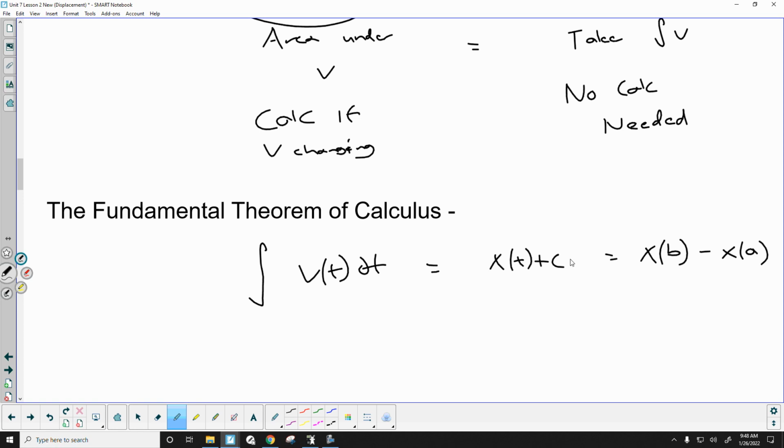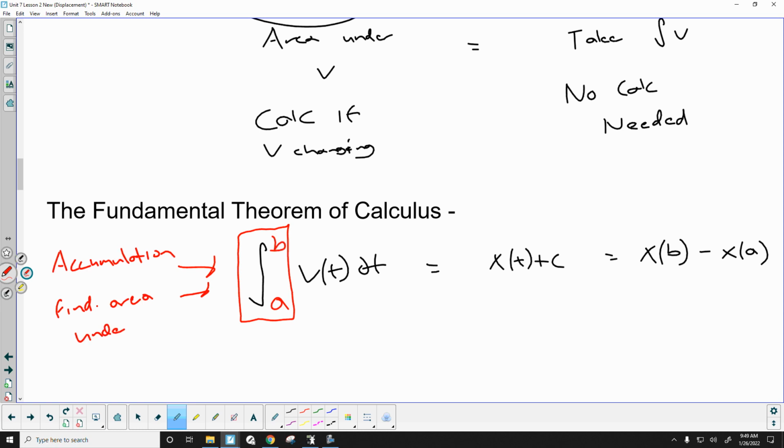So what they did is they decided, hey, let's put a and b here. And all of a sudden, putting this down makes this notation kind of an integral, but it's called a definite integral. It changes things to be like, hey, this is accumulation now. This is find the area under v from a to b. This is what your calculator will do.